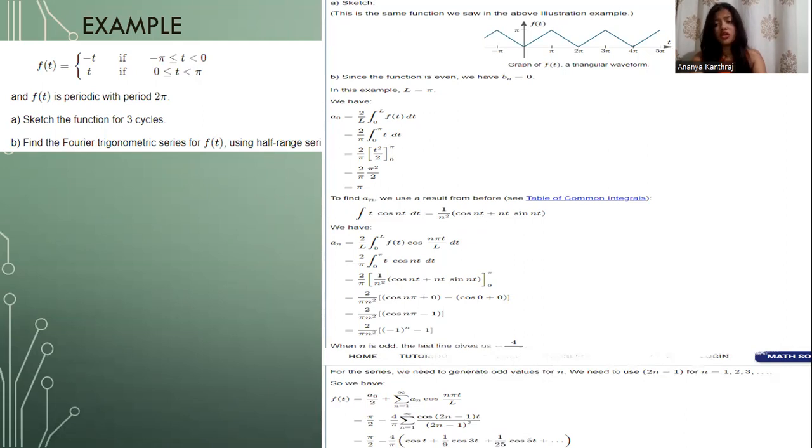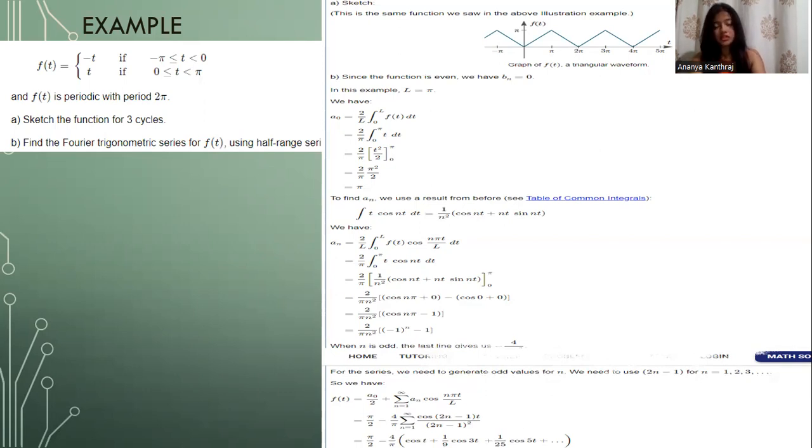In order to refer to the integrals, you can go for the formula book or you might have it in your mind set before. So now the integration of t cos nt dt is equal to 1 by n square into cos nt plus nt sin nt. We also have the formula a n is equal to 2 by L into integration from 0 to L f of t into cos of n pi t by L into dt.